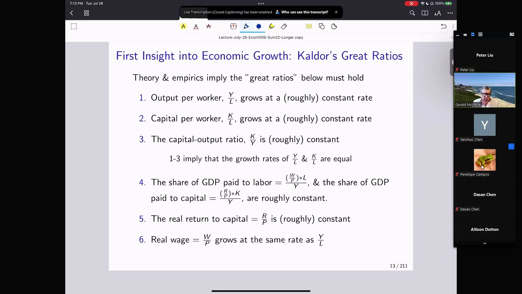All of these 6 or 7, really, there's number 4, there's 2. These must obtain in any model that's produced because this is how the world looks. And I'm just going to read them. And I'm not going to do any analysis here. First, output per worker, which we'll label as real GDP Y over L, grows at a roughly constant rate.